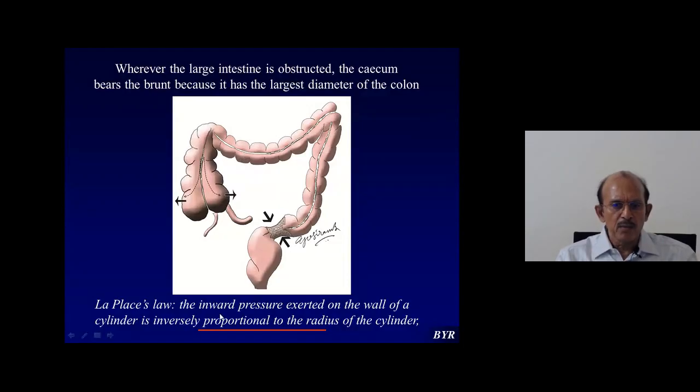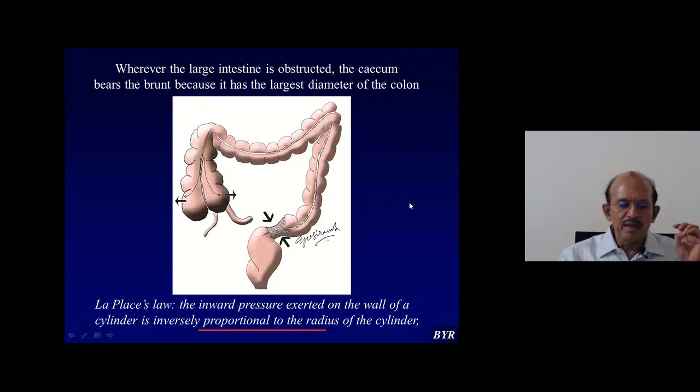You can see here, the inward pressure exerted on the wall of a cylinder, that means the inward pressure exerted by the wall of the colon here, is inversely proportional to the radius of the cylinder. Larger the radius, lesser the inward pressure. So the inward pressure exerted by the cecum is less when compared to the other parts of the colon. Because it exerts less pressure, it is more vulnerable to stretching. So it stretches.